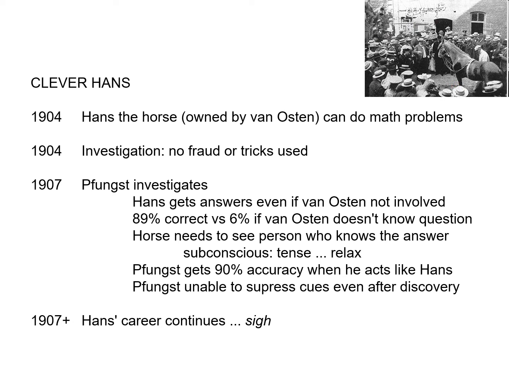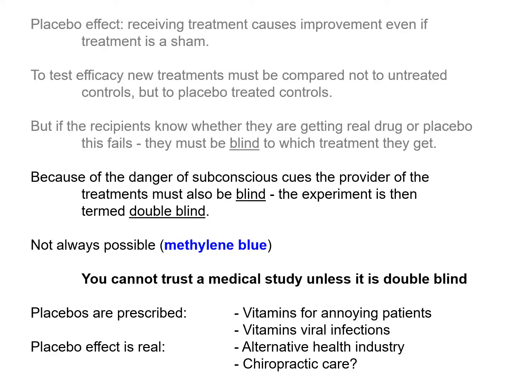But this is important for our placebo effect because the inability to suppress cues and information that we have when we're dealing with other people is very important. Because of this danger of these subconscious cues that we can't control, in any experiment, the provider of the treatment must also be blind, right? The person giving the drug cannot know whether it's a placebo or the actual drug.